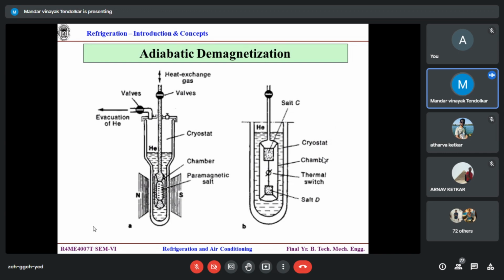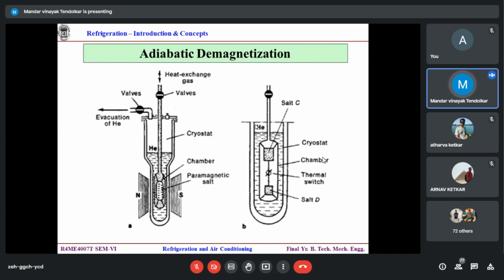Then you add a magnet or other magnetic flux. Because of that, the paramagnetic salt dipoles will get oriented, and then you remove it, and then there is a further drop in temperature. This is what is called the thermal switch, connected to the salts. Once you apply the magnetic field, the dipoles get reoriented. If you remove the magnetic field, they again collapse, and there is scope for the temperature inside this chamber to fall below 4.2 K of liquid helium.